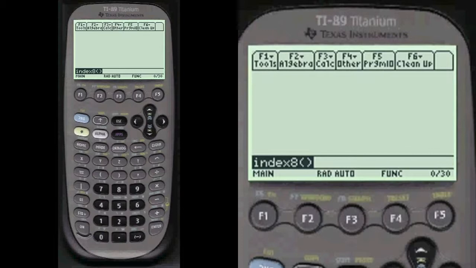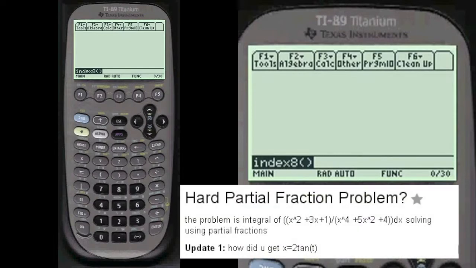I'm going to do a partial fraction problem. This person says it's a hard partial fraction problem. Let's see about that. It is hard. They're all hard if you ask me without my programs.